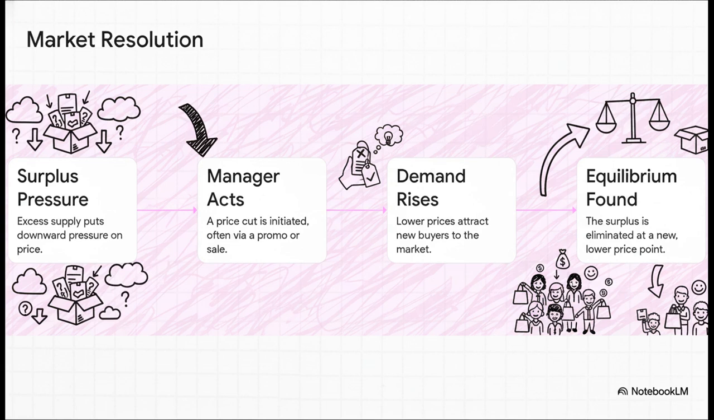This slide shows that classic market mechanism playing out in real time. The surplus creates immense pressure. The manager, seeing this, finally initiates a price cut. Now, as the price falls, customers who thought $2.5 million was way too expensive suddenly see value at, let's say, $1.5 million. This boosts demand, and you start moving down along the demand curve until the surplus is gone and you find that new sweet spot, a new equilibrium.